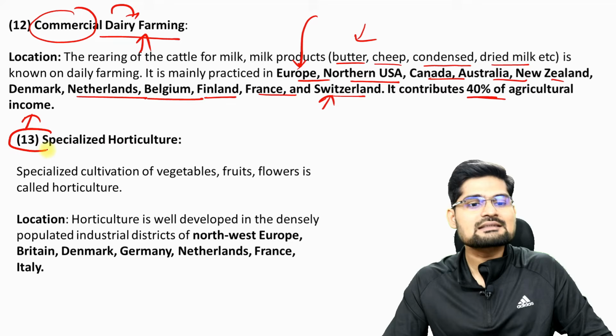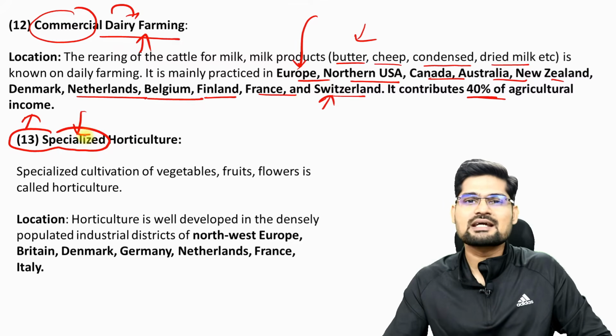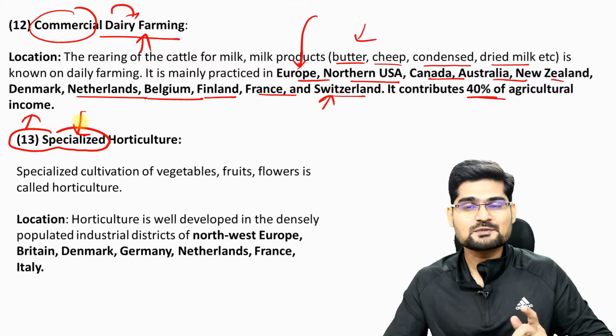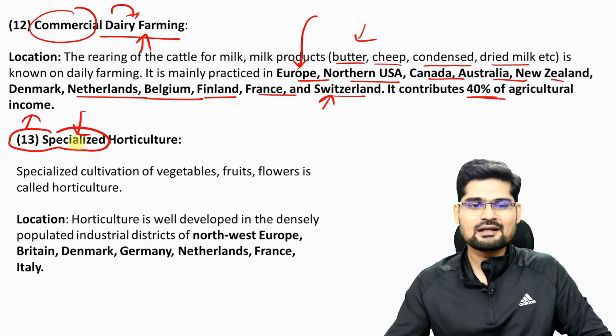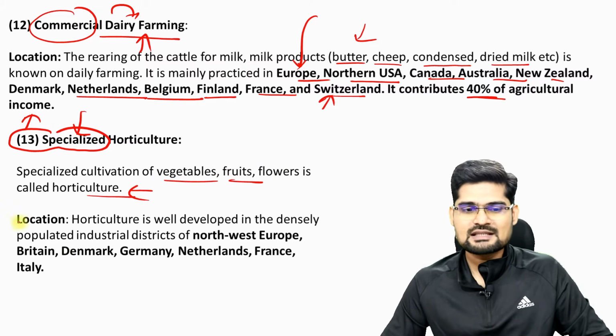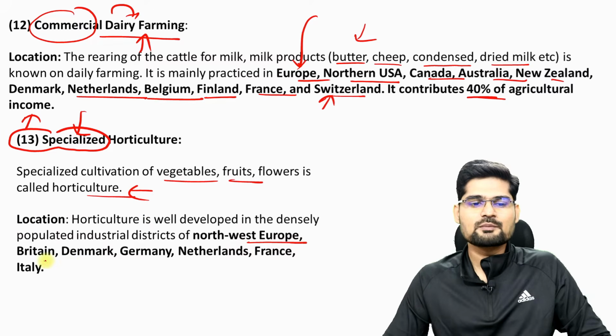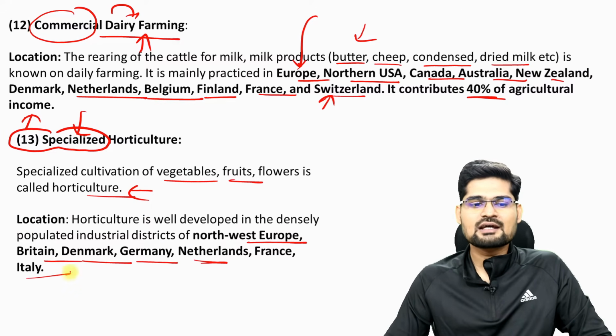Then comes the last category, which is again specialized, but in what? Not in agriculture specifically, but horticulture. Right? So specialized cultivation of vegetables, fruits and flowers is majorly in this, where you find Northwestern Europe, Britain, Denmark, Germany, Netherlands, France and Italy.